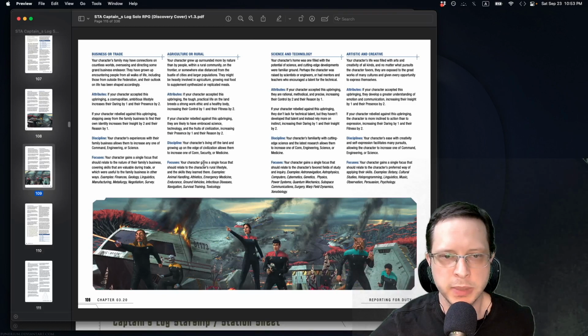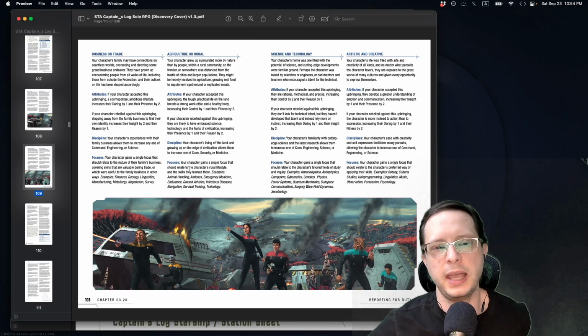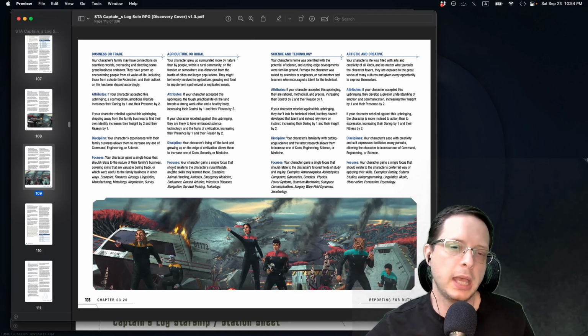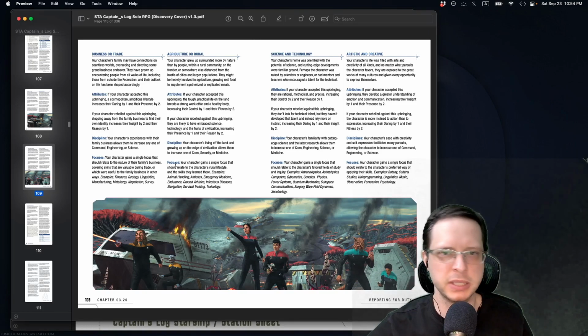And then, of course, we gain our first focus. So it says here, yes, we gain a single focus related to our rural lifestyle and the skills that we learned there. Some examples they give us are animal handling, athletics, emergency medicine, endurance, ground vehicles, infectious diseases, navigation, survival training, and toxicology. None of these are really jumping out to me.